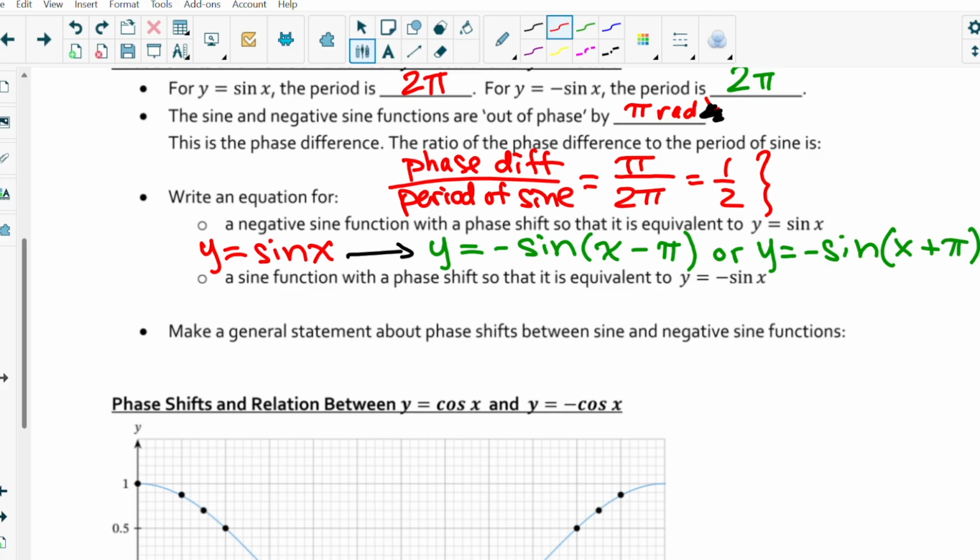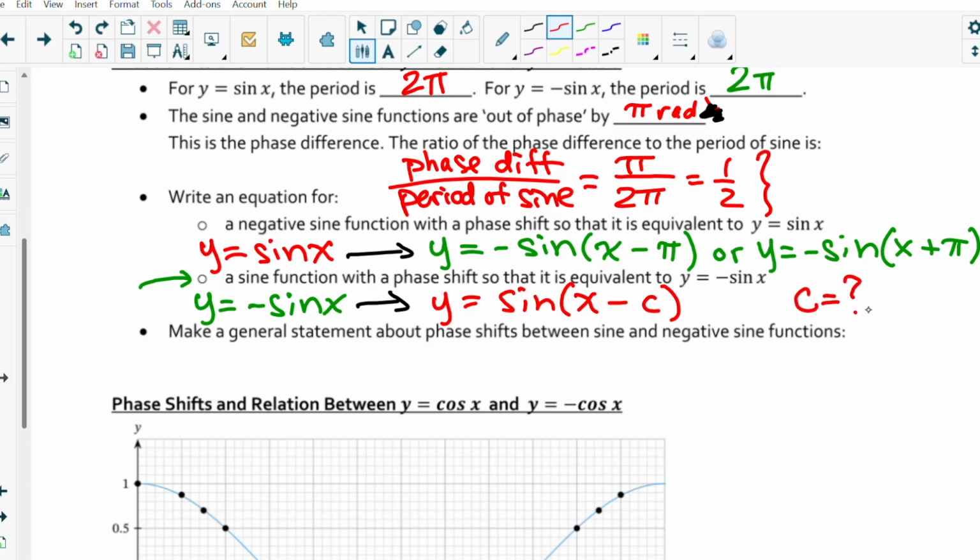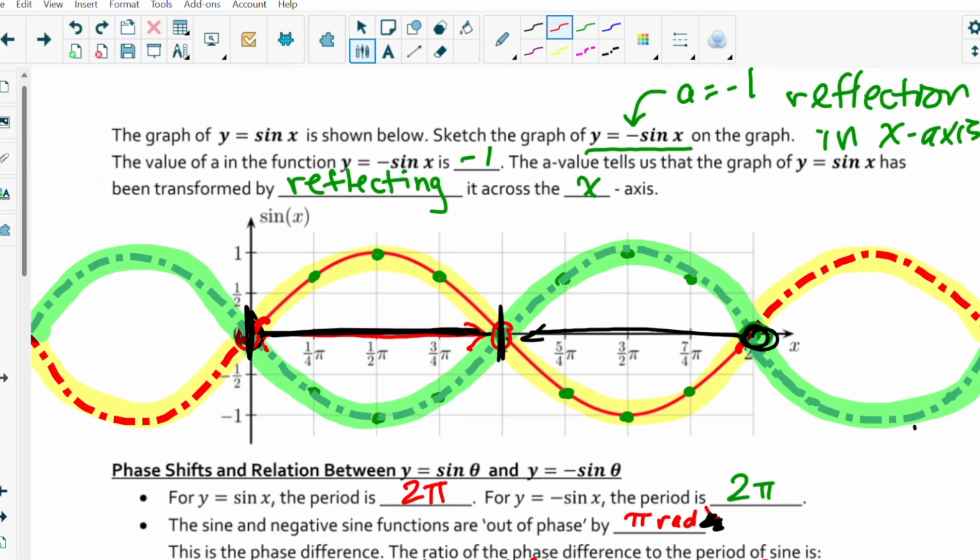How about the other way? A sine function with a phase shift so that it is equivalent to y equals negative sine of x. What phase shift do I have to apply to the positive sine version? So x minus c. So c equals what in this case? We'll go back up. This time the yellow graph. This should make sense that it's going to be the same, either a left or right phase shift by 180 degrees or pi radians to match with the negative version.